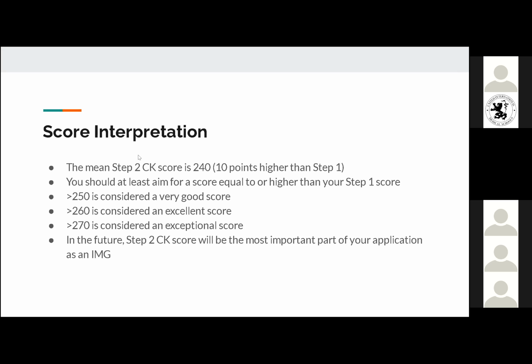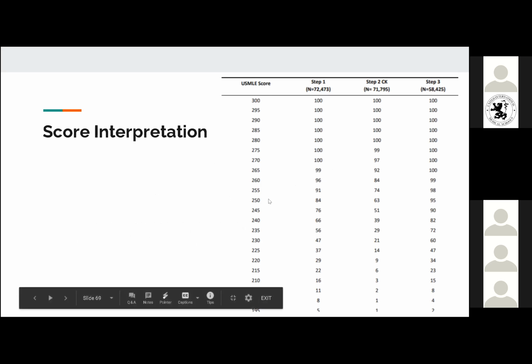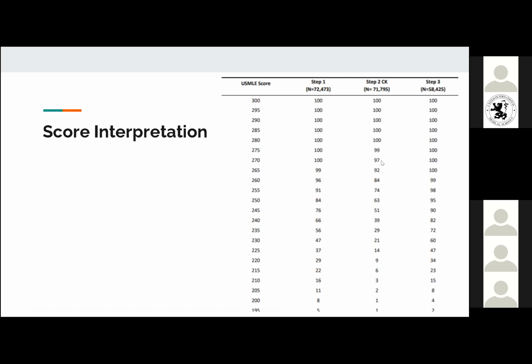So this will be really important. Really try to focus on studying for Step 2 CK. This is the percentile. You can see it's a bit higher than Step 1. For example, 260 is 84th percentile, 270 is 97th percentile, 275 is 99th percentile on Step 2 CK. You should at least try to aim above 240 if you scored 240 on Step 1, or at least try to aim for your Step 1 score.